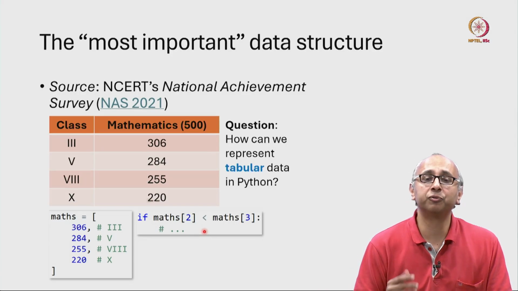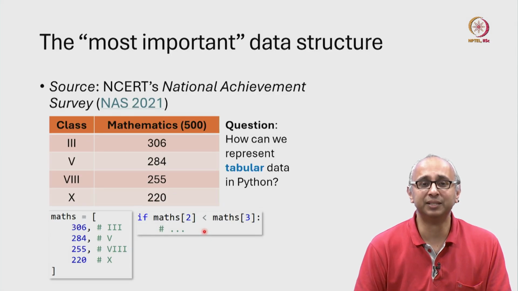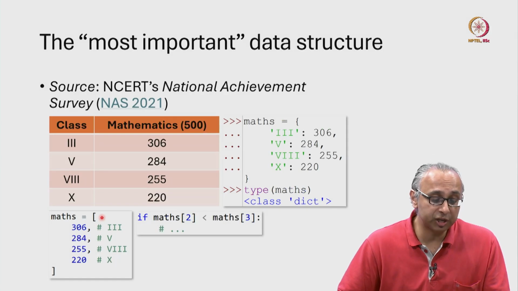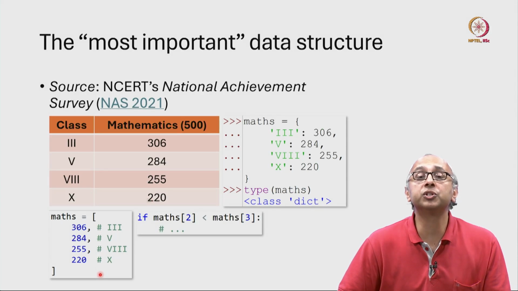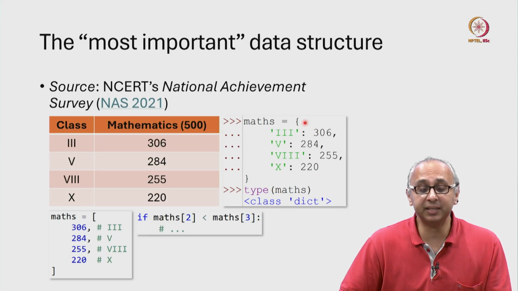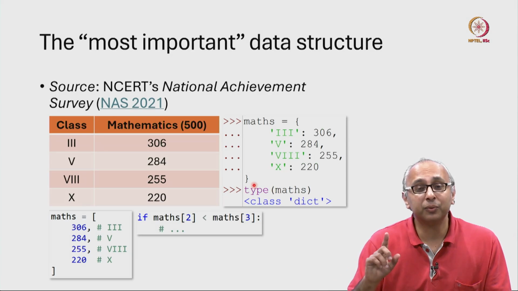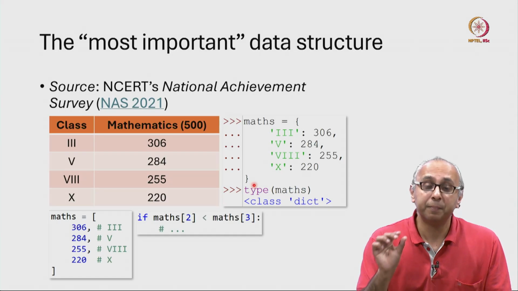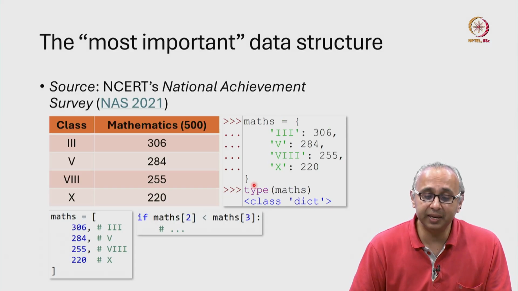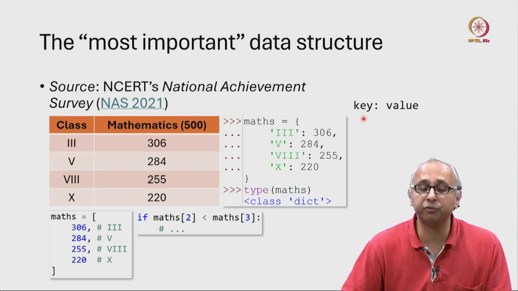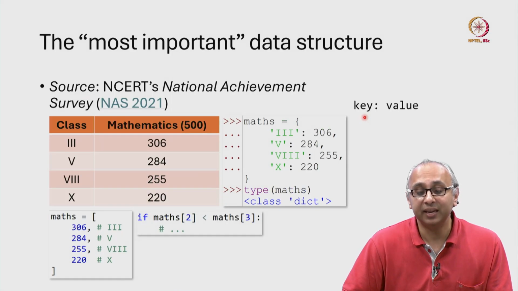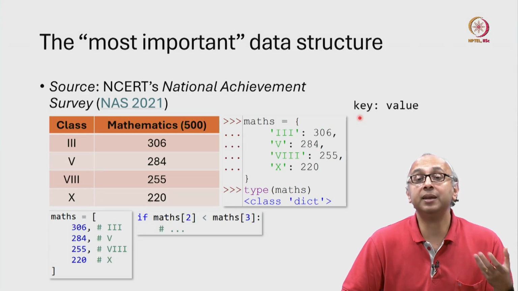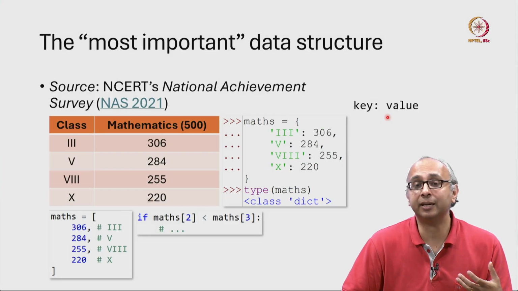So there's a cleaner way of representing this kind of tabular data, and that is using a dictionary. So instead of initializing maths inside square brackets, which is a list, we will initialize maths inside curly brackets. Now, curly brackets is also a way in which we indicate sets. But the difference is each item within these curly brackets is going to be of this form: some key and then colon some value. So the key is going to be like the name, and then the value is going to be like the definition.